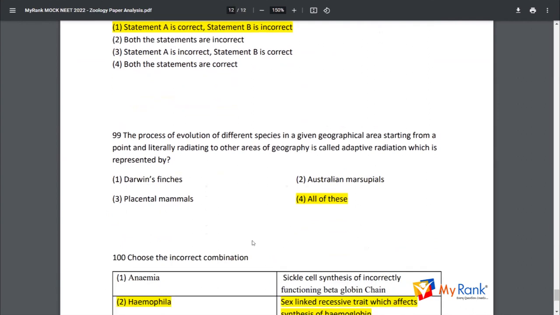Question number 99. The process of evolution of different species in a given geographical area, starting from a point and radiating to other areas of geography, is called adaptive radiation. Correct. Which of the following is represented by adaptive radiation? The Darwin's finches, Australian marsupials, and placental mammals. All these are examples of adaptive radiation. So what is the correct statement? Option number 4.